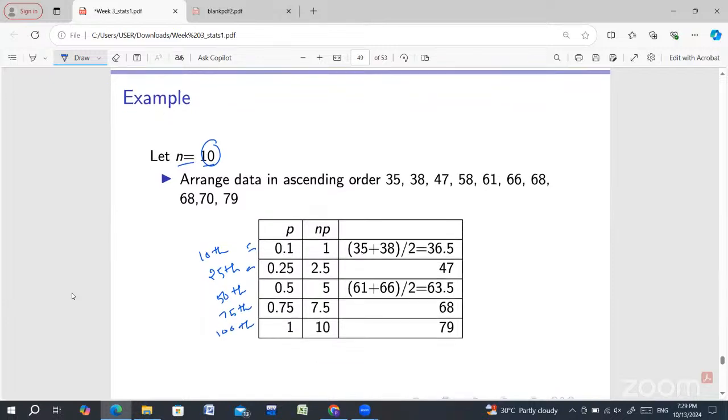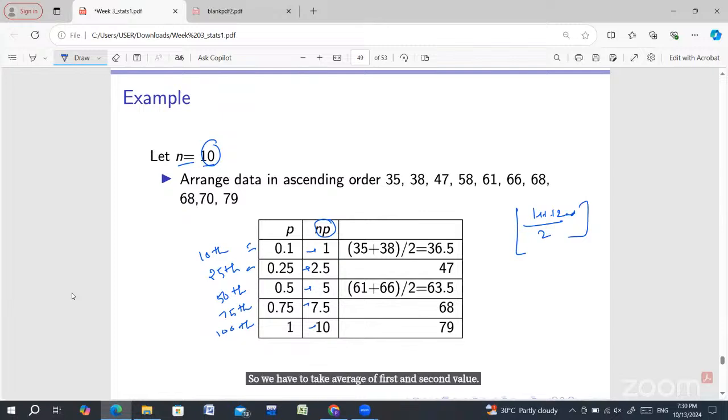So first of all, we find out the value of NP. n is 10 here, so the values of NP will be like this. You can see that 1 is an integer, so we will find the value at the first position plus the second position divided by 2. So we have to take the average of the first and second values, which are 35 and 38. Taking the average of it, it will be equal to 36.5.